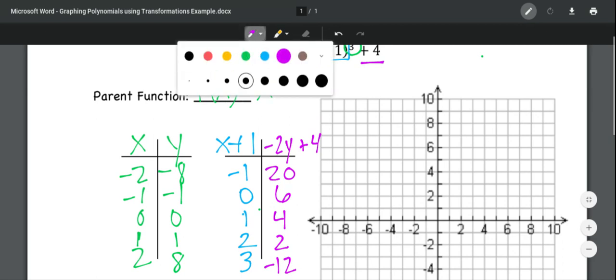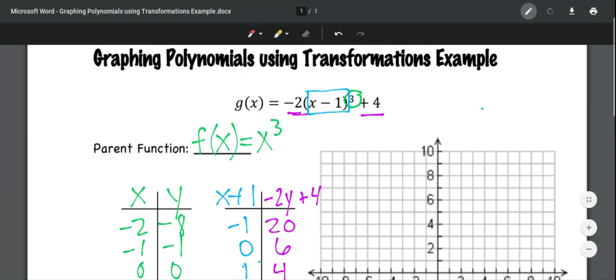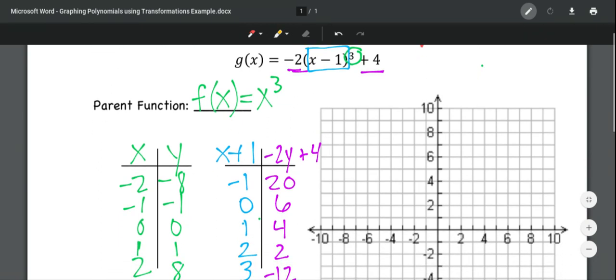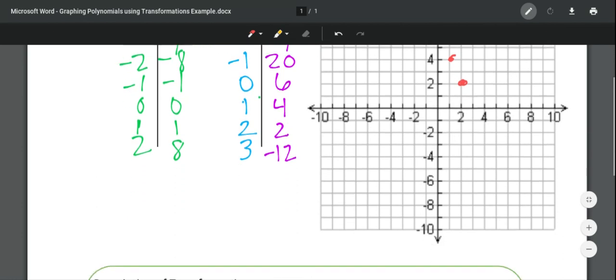So I'm going to go ahead and plot those new points there. Okay, -12 is going to go pretty far off the graph, not a big deal. Somewhere up there is fine. 0, 6, 1, 4, 2, 2, and 3, -12.